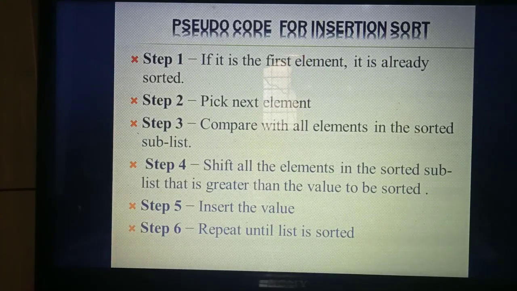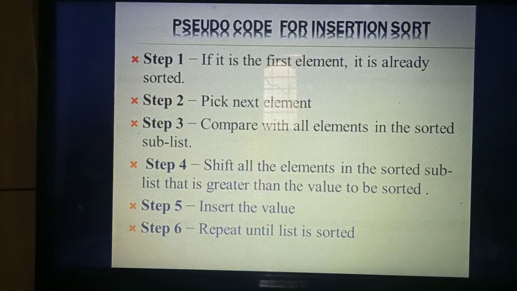Next, step 2, the second step: pick the next element. That means you need to take the next element. So the first step is over, you take the first element, that element is already sorted, so no need to sort the first element. What's the second step? You pick the next element from the list.